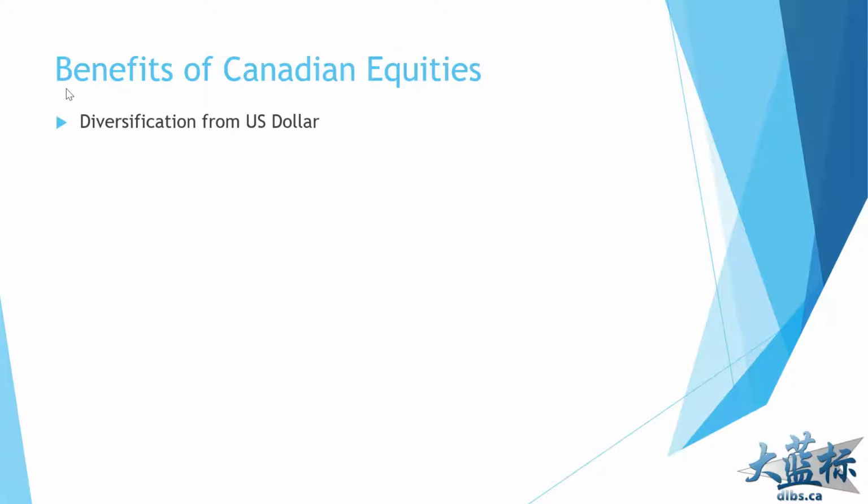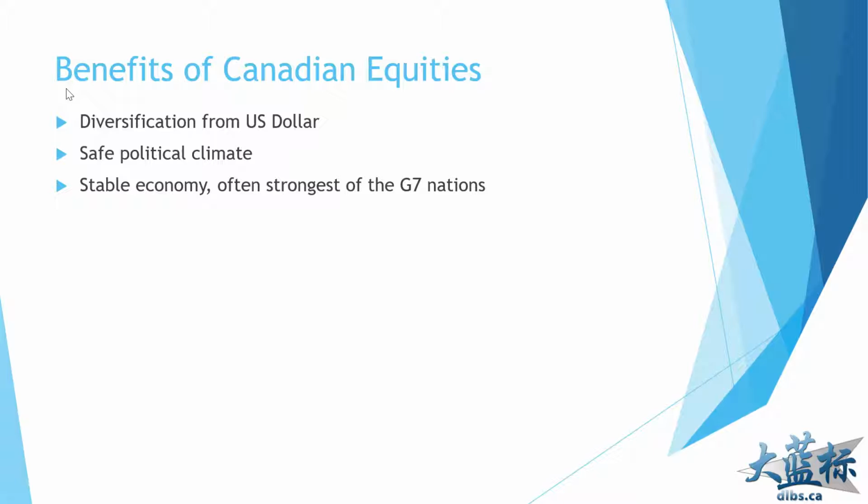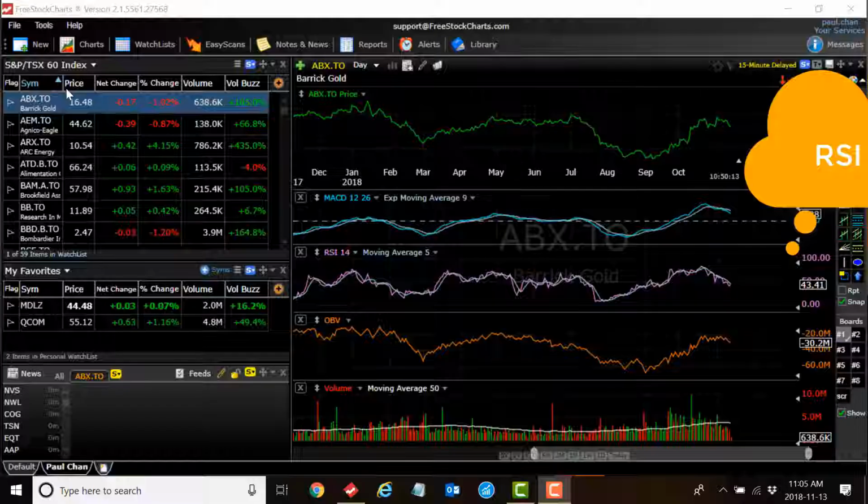And again, we're using Canadian equities as our examples. The list is much more focused with 60 stocks, without taking too long for this video, but it's an excellent market to diversify from the Canadian dollars. It's a safe political climate, the most stable economy, often the strongest of the G7 nations. We have terrific bid-ask spreads on our own listed stocks compared to the same stock in the New York market. These are some of the more common names you may recognize.